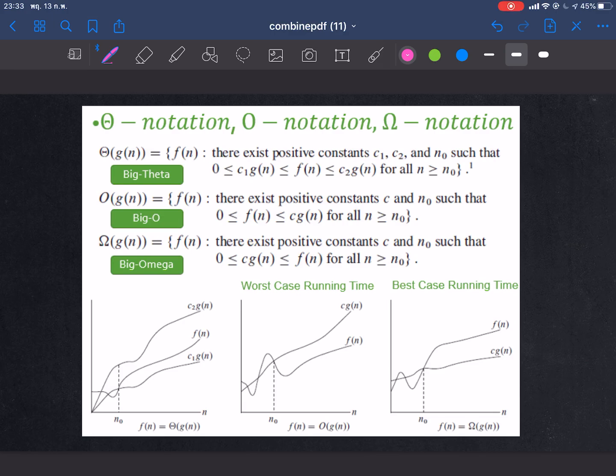Hi, today we'll learn about how to analyze the time complexity of an algorithm. As we know, we won't find the exact running time of an algorithm because the exact running time depends on the computer architecture, programming language, and type of variable that you declare. So we use asymptotic notation to approximate algorithms.